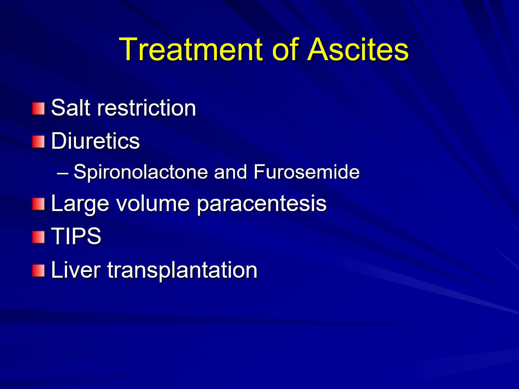For those who don't respond to this combination, we perform large volume paracentesis where we drain the fluid by placing a needle in the abdominal cavity. We can also perform TIPS. The same way TIPS works for variceal hemorrhage, it can work for ascites. And the best treatment is to give the patient a new liver by performing liver transplantation.